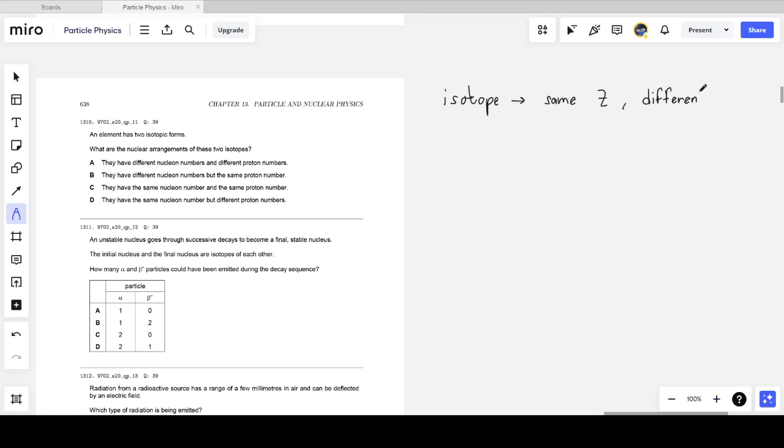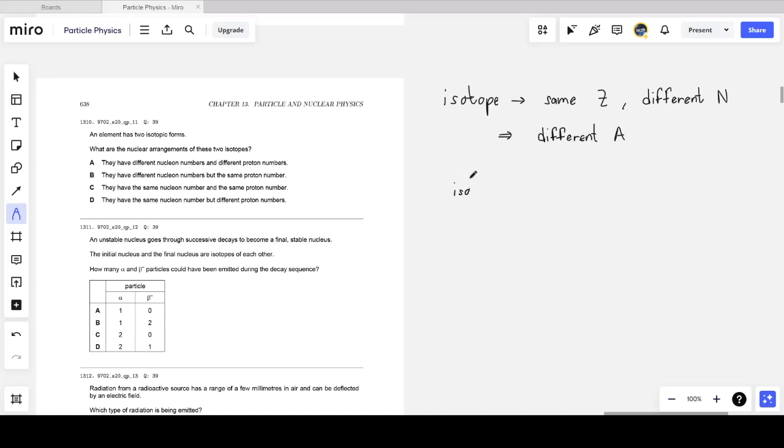So carbon 12 and carbon 13, for example, have the same number of protons, but different numbers of neutrons. What this means is their mass numbers are different. They have a different nucleon number or mass number A. So Z is the same, but a different number of neutrons and a different number for the mass number, or for the number of nucleons.